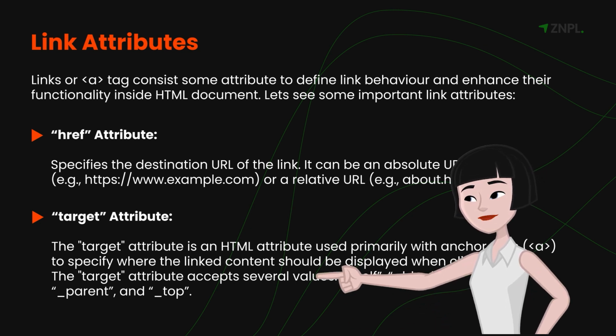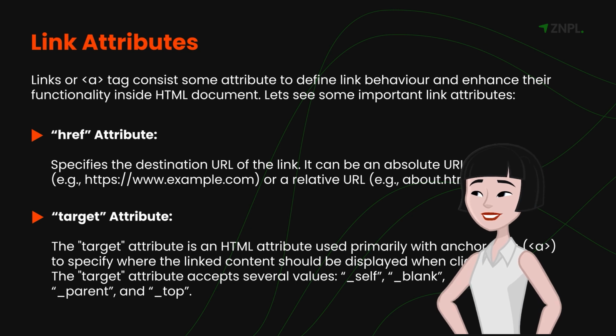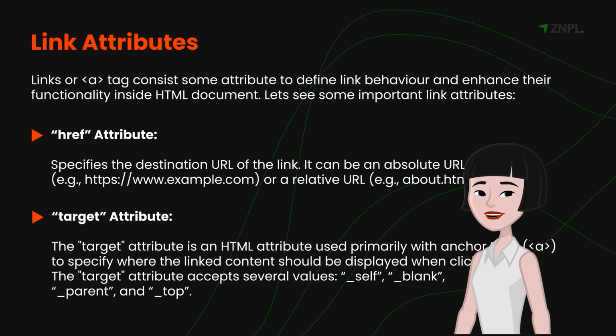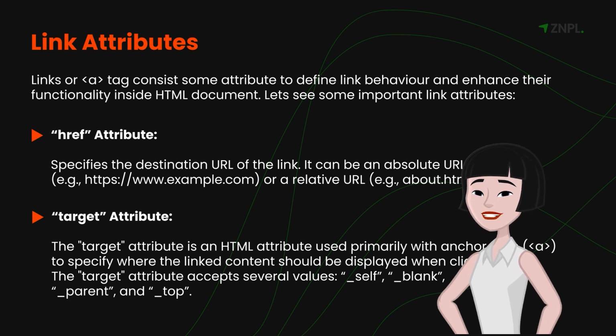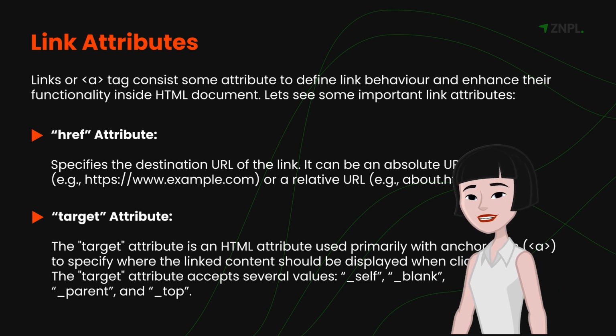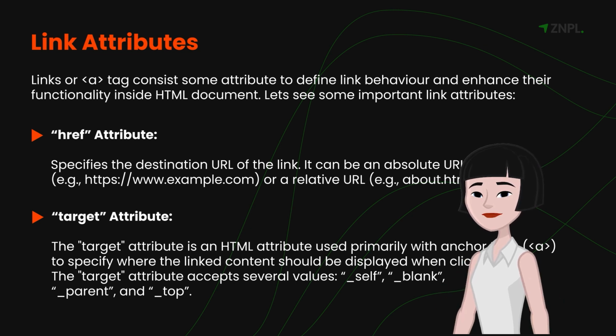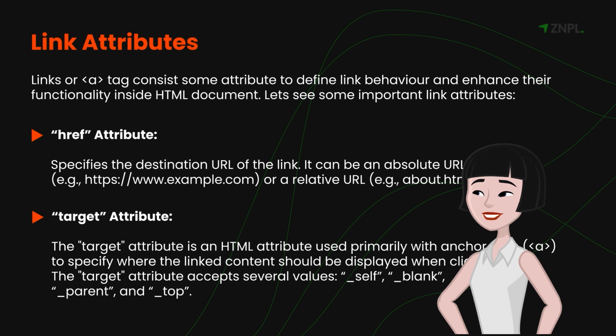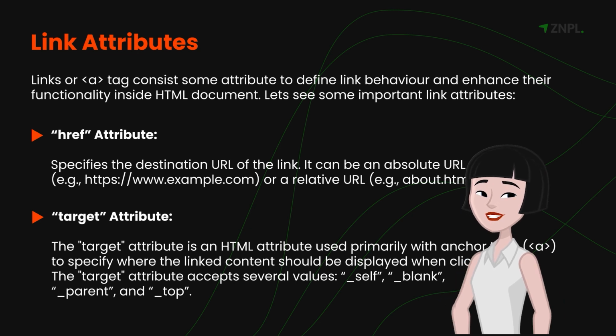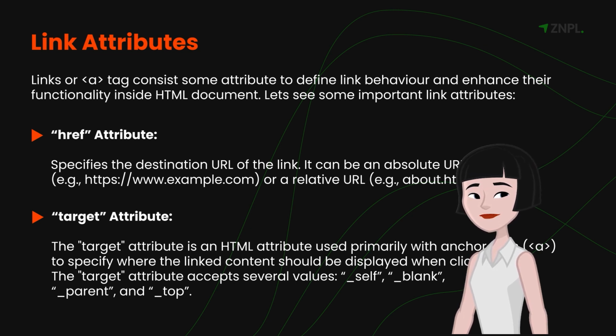Target attribute. The target attribute is an HTML attribute used primarily with anchor tags, a, to specify where the linked content should be displayed when clicked. It determines the browser context or window in which the linked page or resource should open. The target attribute accepts several values. _self, this is the default value. When a user clicks, the linked content will replace the current page in the same browser window or tab.